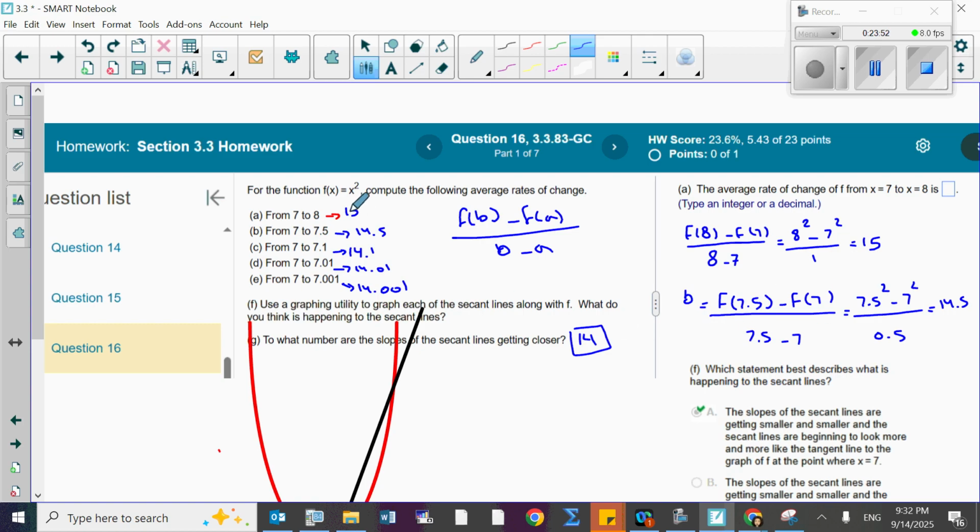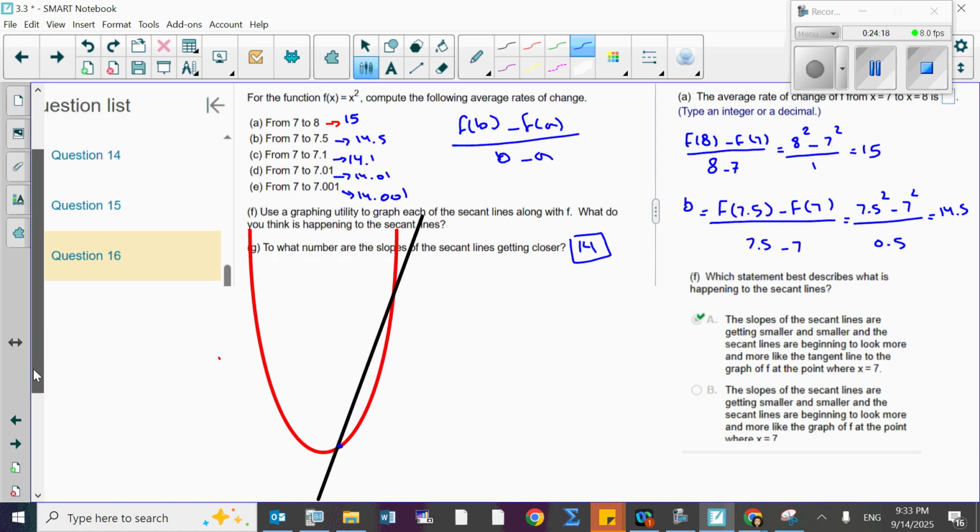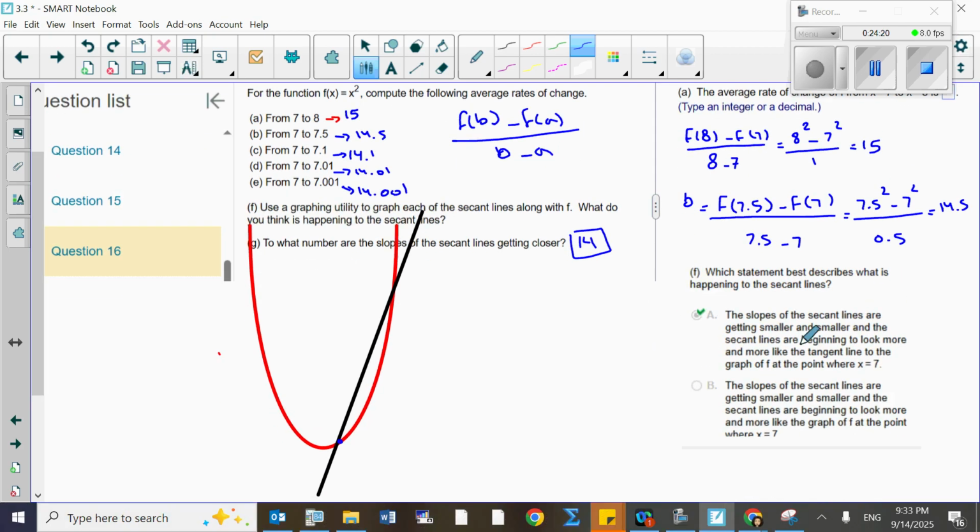So as you see, the numbers are getting closer and closer to 14. So it was 15, 14.5, 14.1, and so on. The number is getting closer to 14. So I can write here to what number the slopes of the secant lines are getting closer. So I can write 14. However, now this part, let's talk a little bit about this part.